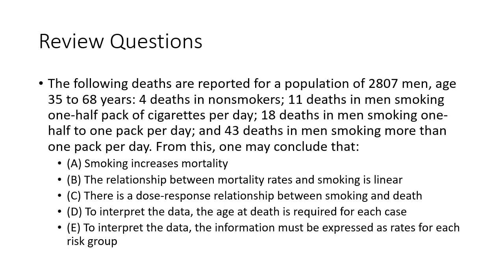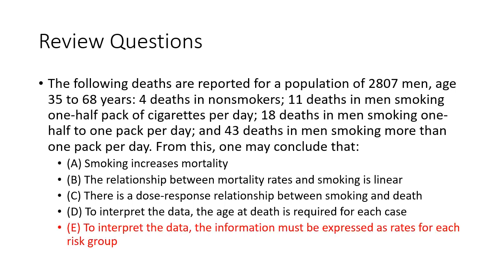One, that smoking increases mortality. The relationship between mortality rates and smoking is linear. There is a dose-response relationship between smoking and death. To interpret the data, age at the death is required for each case. And then to interpret the data, the information must be expressed as rates for each risk group. What do we think?